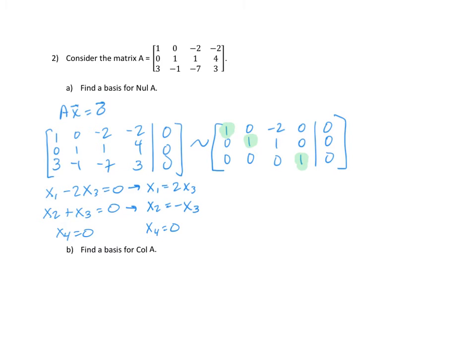And then if I put this in parametric vector form, my solution set, I need a vector for each free variable, which is only one. So x1 is 2 times x3, x2 is negative x3, x3 is the free variable, so x3 equals x3, and x4 is always 0. So my basis for the null space of A is just this vector.